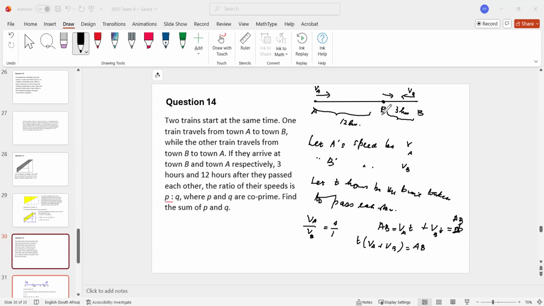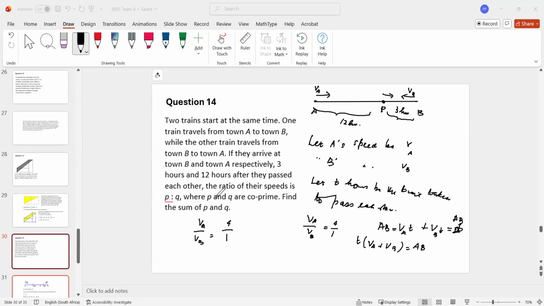Now, here's something here. You see the ratio of the speeds, VA over VB. From the time they meet, it takes 12 hours to reach there, and this one takes 3 hours. So VA is faster. The speed of VA is faster. So it's going to be VA over VB is 4/1, which I have. All right.